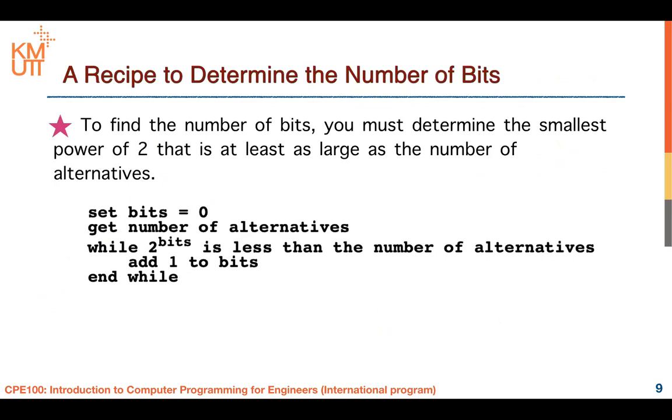Now here we come to find the number of bits that you may have to determine. You know the formula now, right? You have to use the power of 2. So this is the algorithm to get the number of bits that you have to use, given the number of possible values. First of all, you set the bits to 0 and then get the number of alternatives.